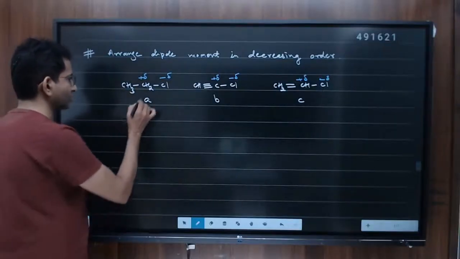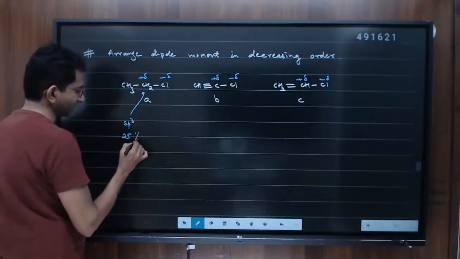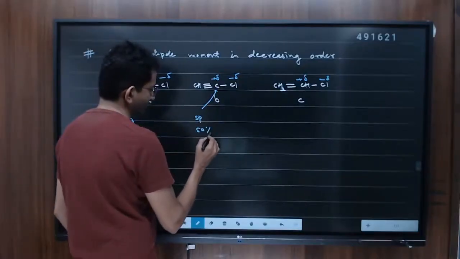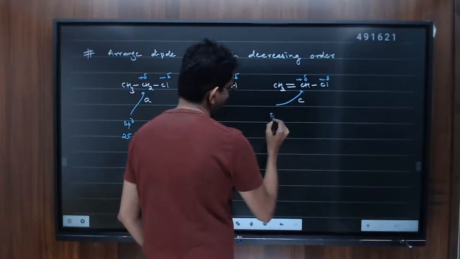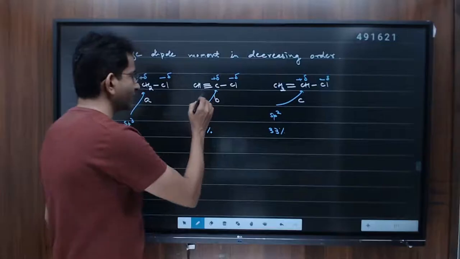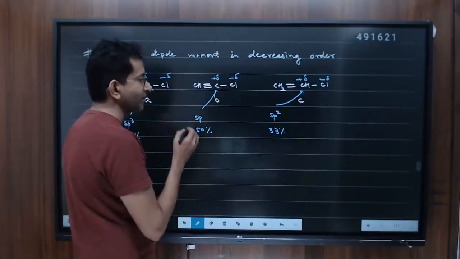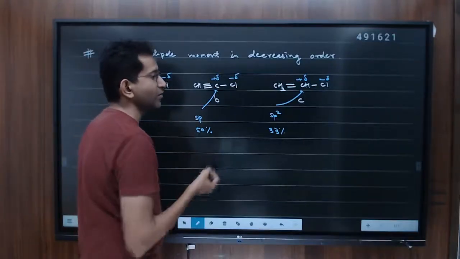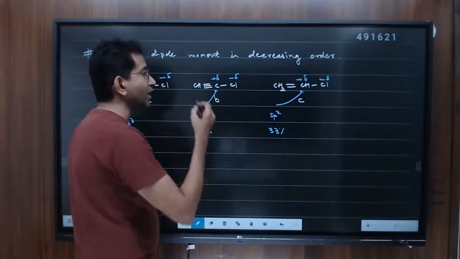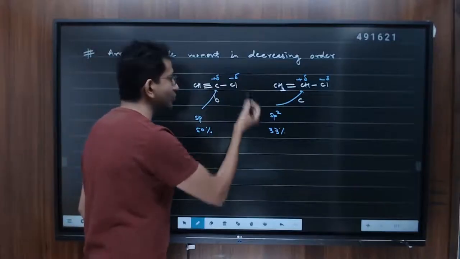Now you focus on this carbon atom, which is sp3, in which s character is 25%. In this one it is sp, in which s character is 50%, and this is sp2 hybridization, in which s character is 33%. So this compound has the highest s character. As the highest s character is there, it will have the highest electronegativity, and as it has the highest electronegativity, it will not allow this chlorine to pull the bonding electron much towards it.